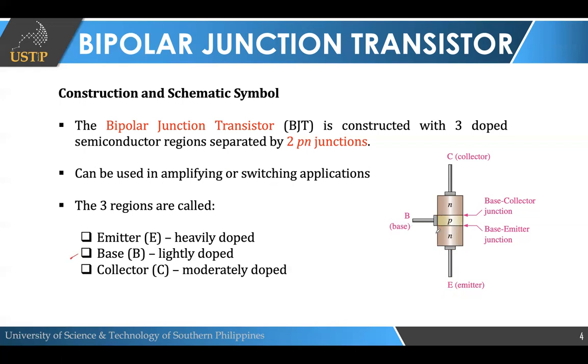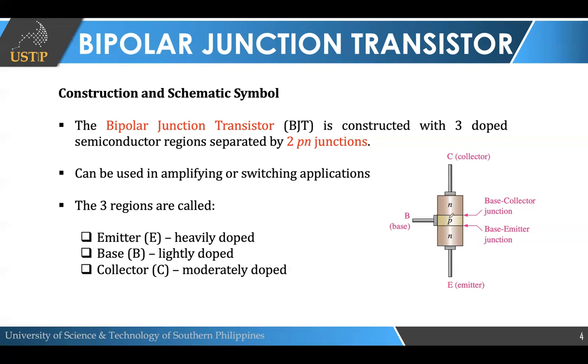The next is the base. So kaning nasa center, this is the base, no? This base terminal is just lightly doped compared to the emitter, very few lang ang gi-inject nato ani. So makita nato nga sa construction, mas gamay ang area sa base. And then lastly, we have the collector terminal. This is moderately doped compared to your emitter.